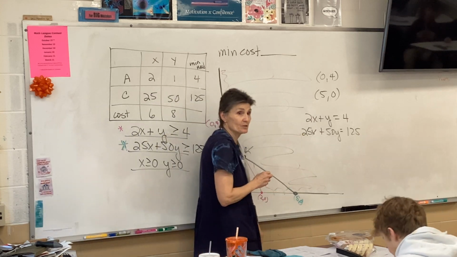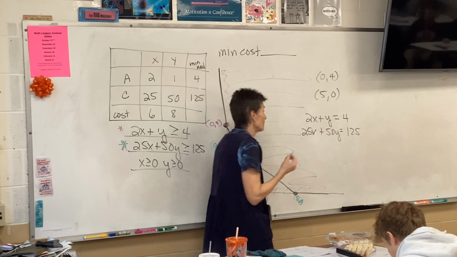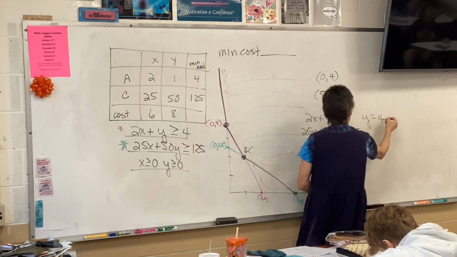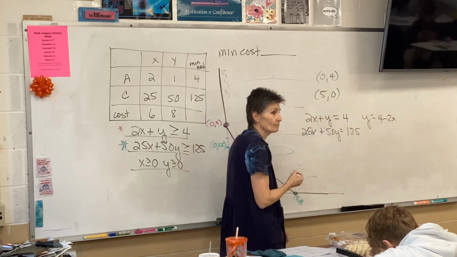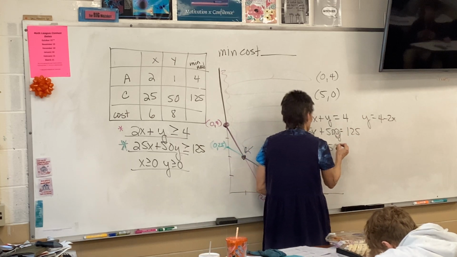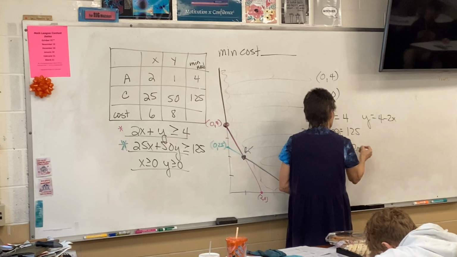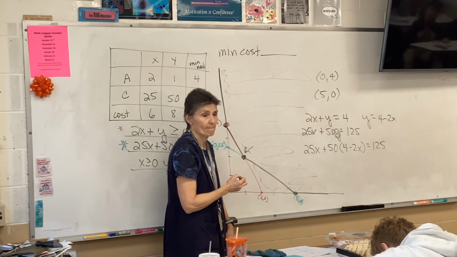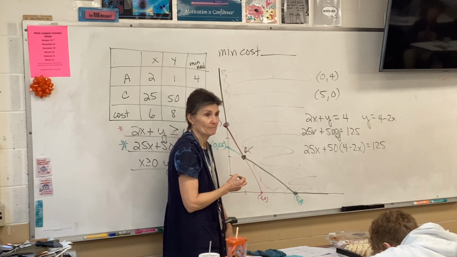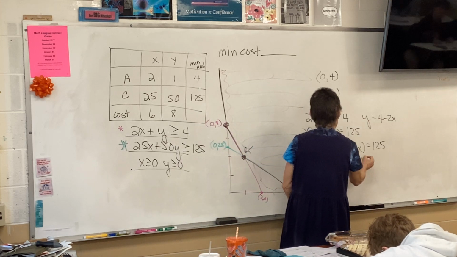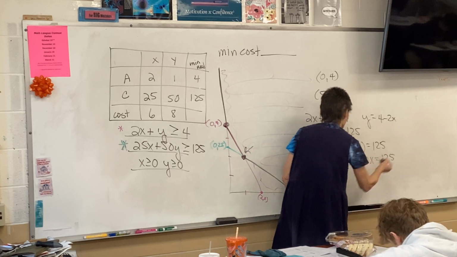You could definitely substitute. I don't normally, because I don't like to do that, but I will just for practice. So if I substitute, I'm going to get this y alone. So y equals 4 minus 2x. And then I'll plug that in right here. So 25x plus 50 times (4 minus 2x) equals 125. Is that right? So 25x plus 200 minus 100x equals 125.